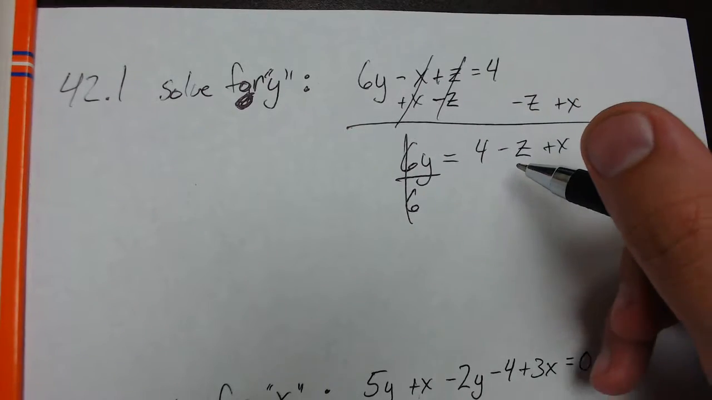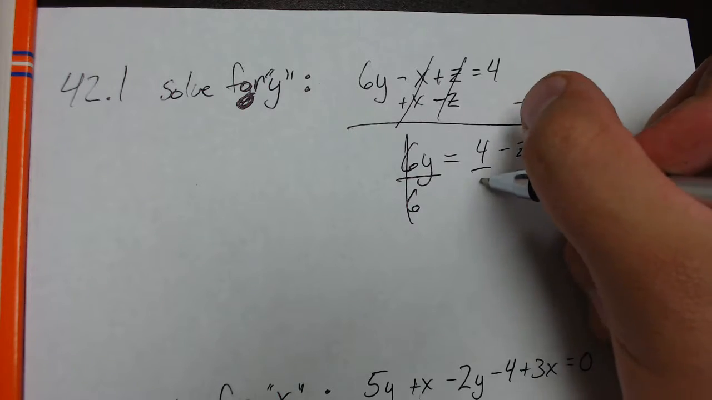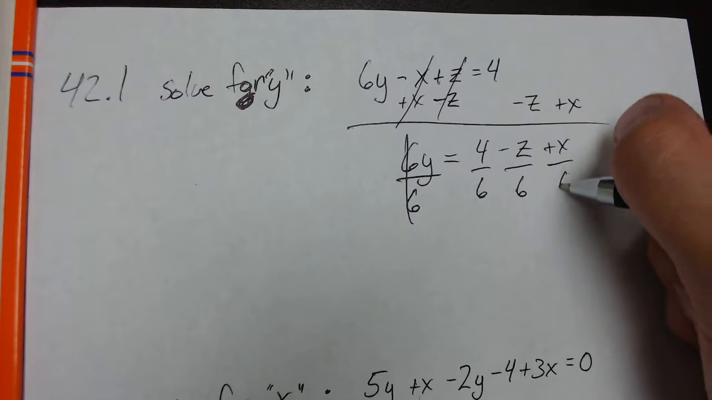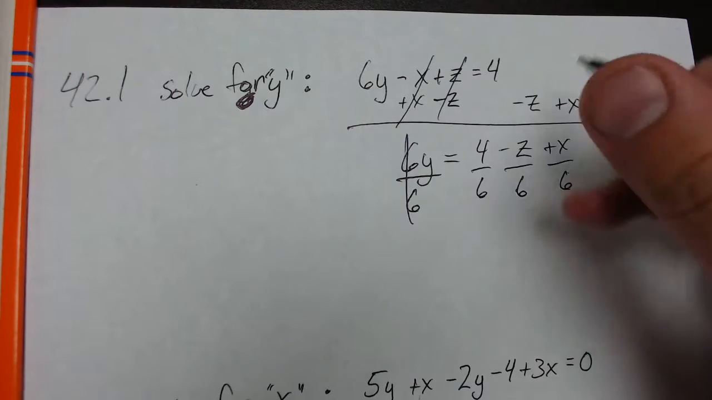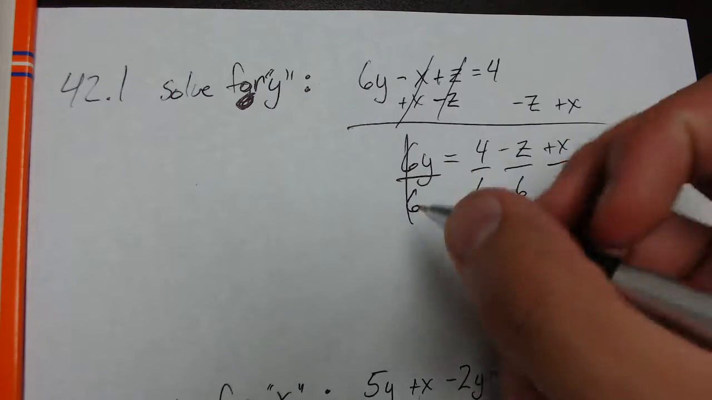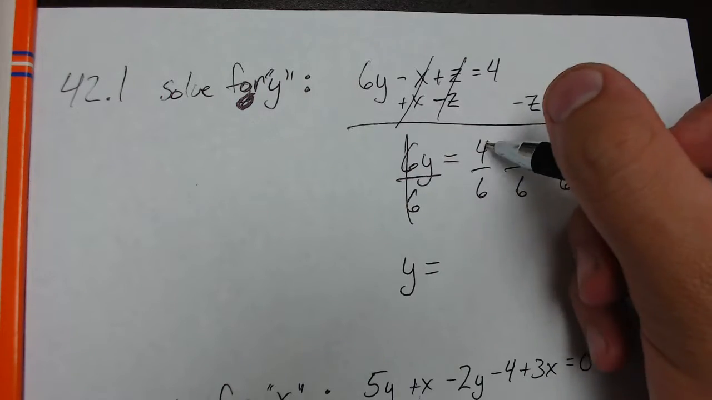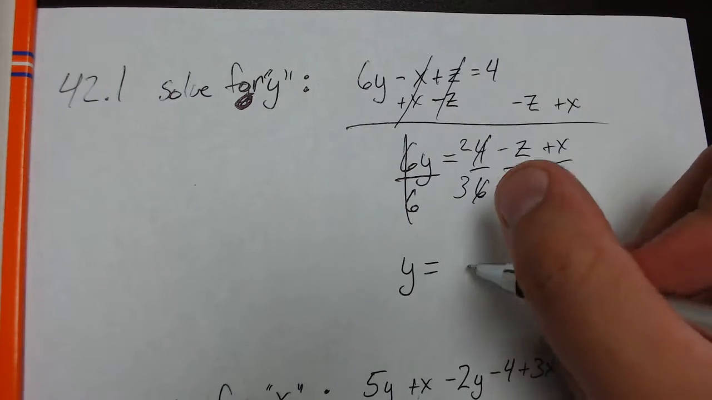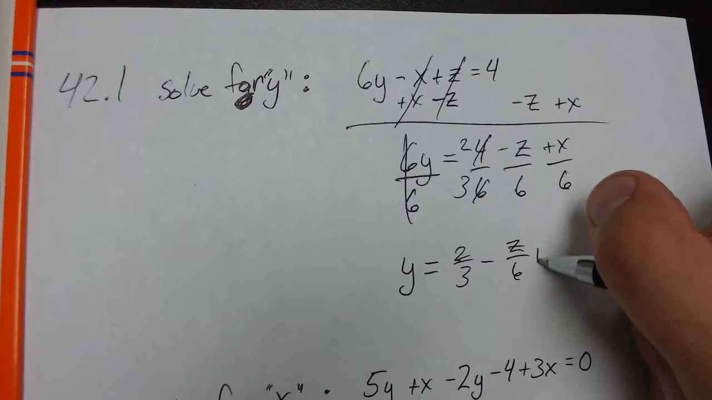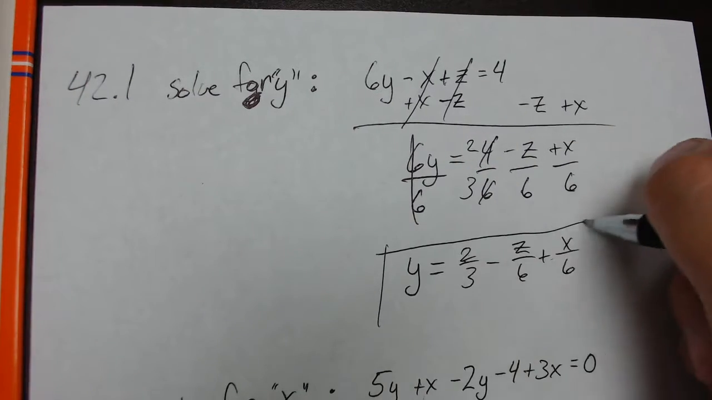And now on the right side, what I can do here is, instead of trying to divide all of this by 6, I'll just do each individual one. Think of it like distributive property, but with division. So I divide each individual term by 6. What that does is that helps me simplify my answer because I can now reduce this 4 over 6. So on the left side, what I have now is y equals 4 over 6, which will reduce to 2 over 3. So y equals 2/3 minus z over 6 plus x over 6. And that's our final answer.